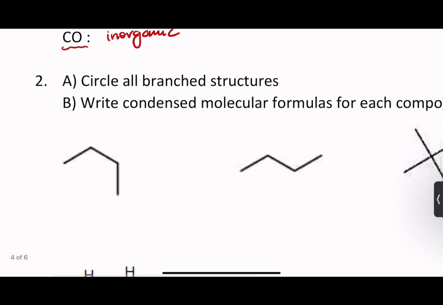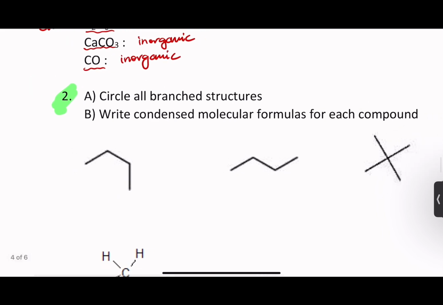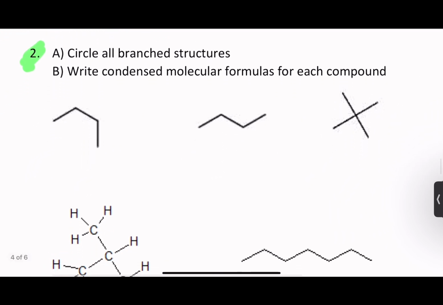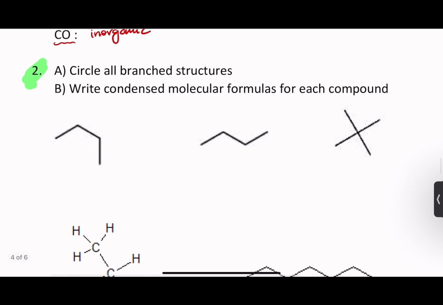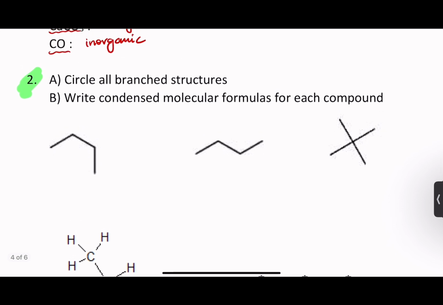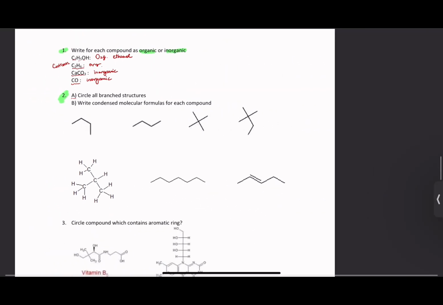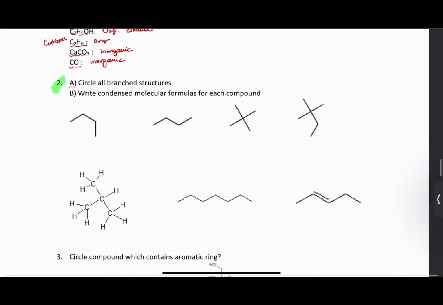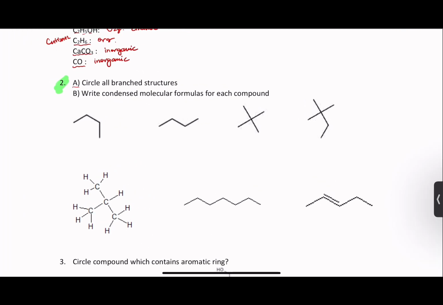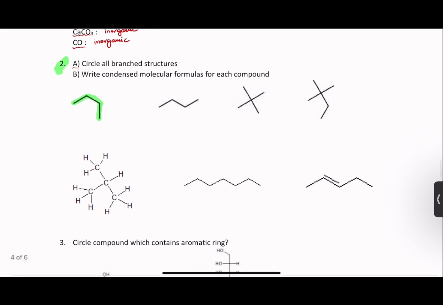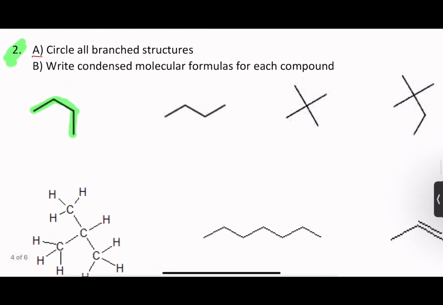For the second question, I want you to really pay attention, because this is either going to make or break it for you in the exam, so please be careful. Circle all branched structures. We have seven of them here, and we're going to circle the branched structures. Look at the first compound: it is just a straight chain. So we don't have any branching.